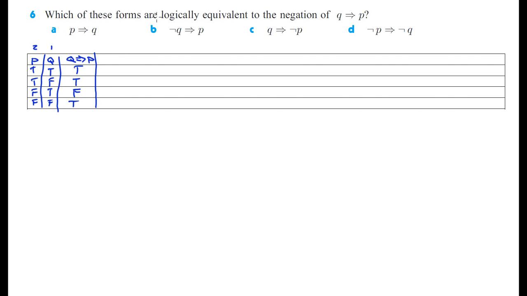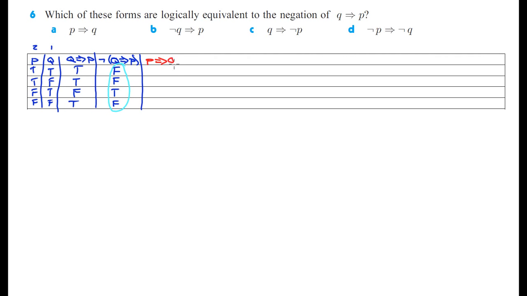Now they're asking which of these forms are logically equivalent to the negation of Q implies P. So we have to do the negation of Q implies P. Whoa, me and my straight lines. There we go. So that's basically just going to be the opposite of this. So true now becomes false, true is false, false is true, and true becomes false. So this is what we are going to be comparing all the rest of these to. This is what we want to compare all of A through D to. So let's do this, A.